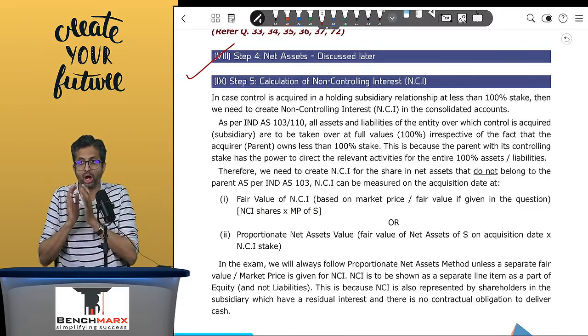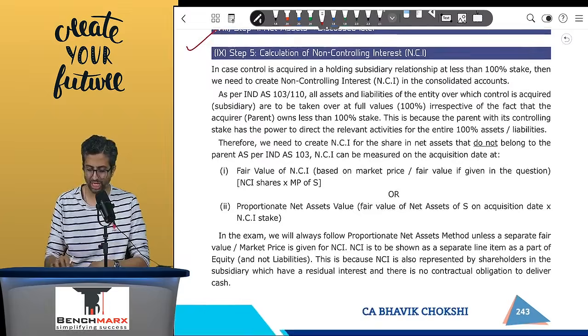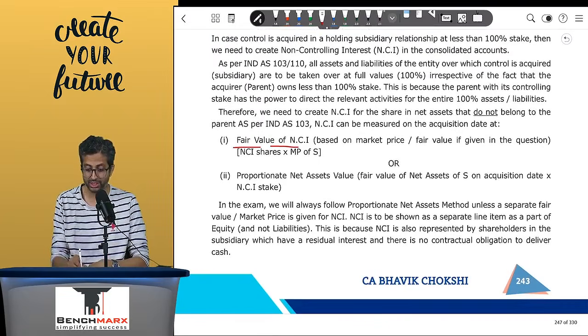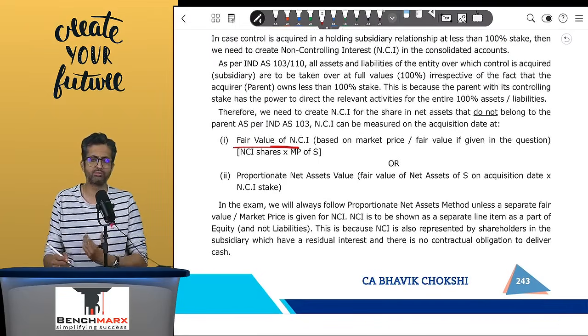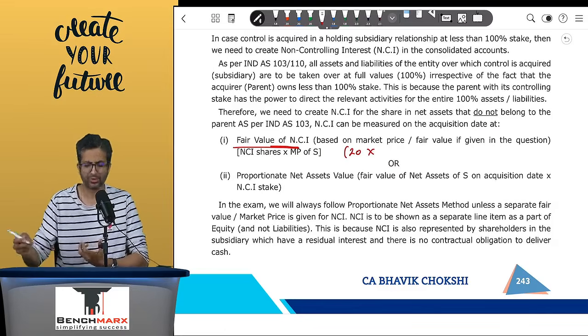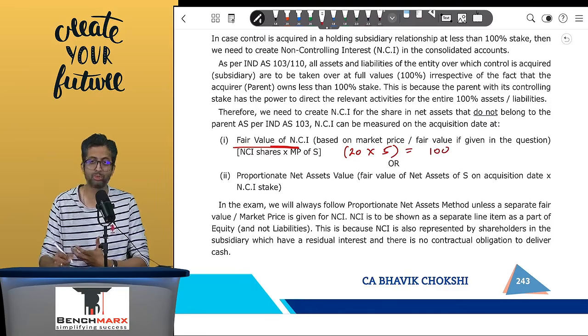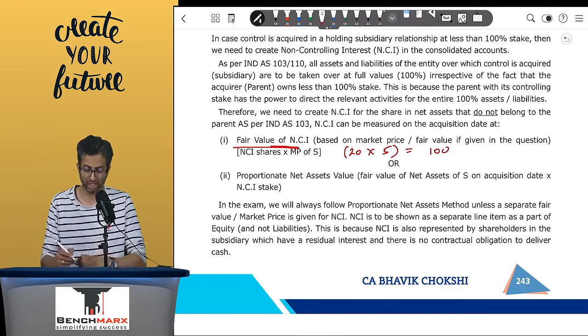Okay, now how do you measure the non-controlling interest? Two methods are there. First, as on the acquisition date, you can take the fair market value of NCI. Let us say there were 100 shares in the selling company, out of which 80% we have acquired. The remaining 20% is not yet acquired. So 20 into the market price or the fair value as given. Let us say the market price is 5 rupees, and hence NCI would be 100. In such a case, fair market value method.